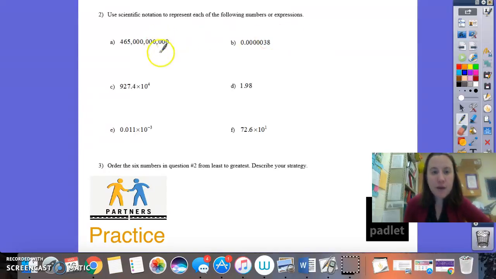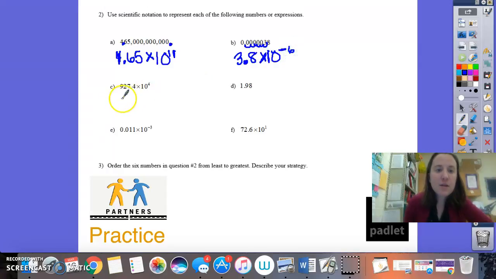So in this first problem, I need to make this. I'm going to stop going through solutions so slowly. I moved that decimal 11 times to get from where it was at the end of the number to between the 4 and the 6. In example B, I moved the decimal point 1, 2, 3, 4, 5, 6 times, negative 6th power.